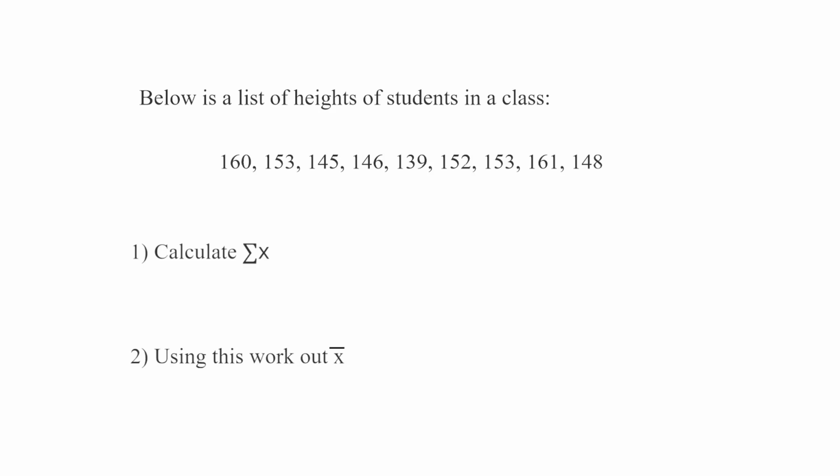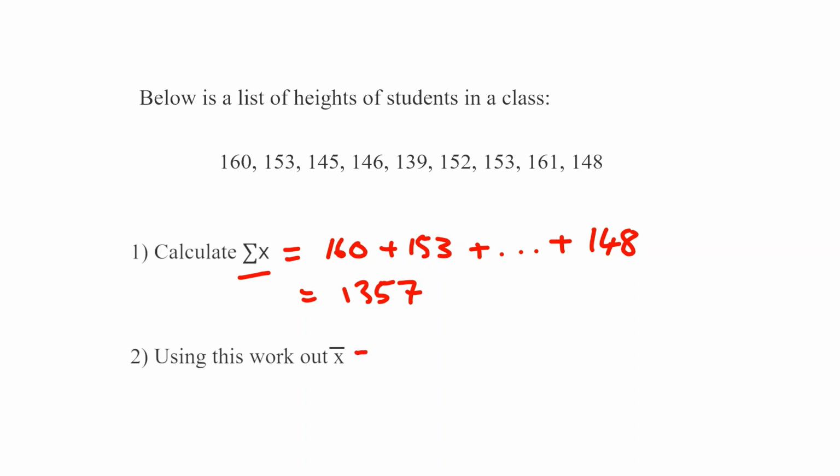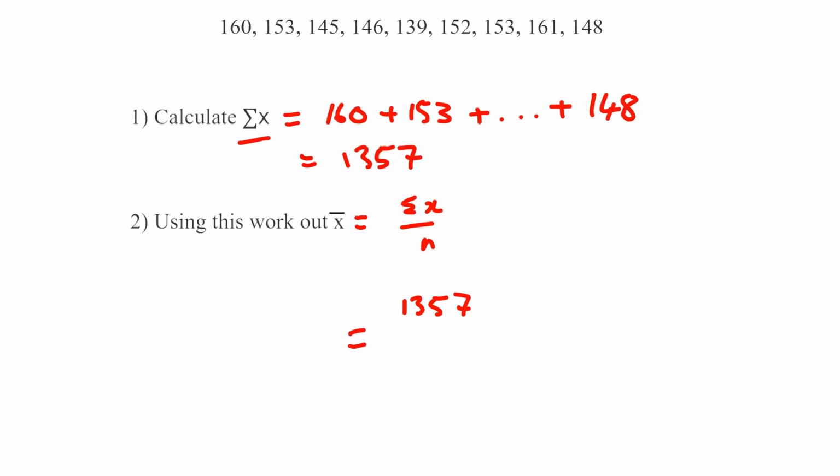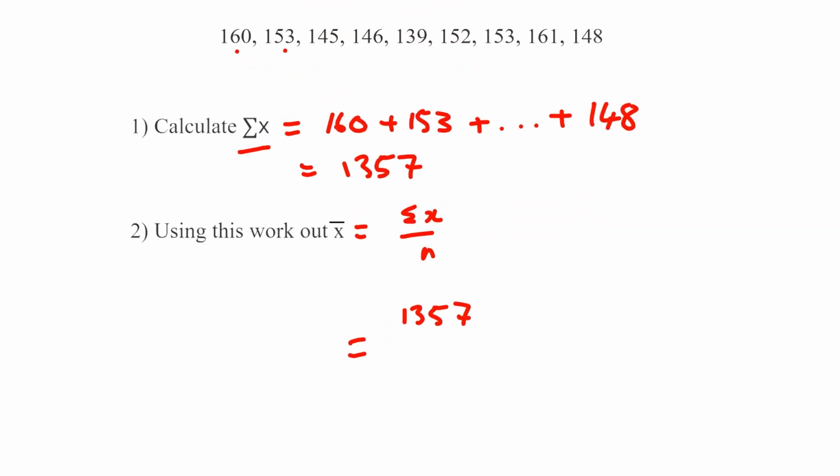So you could be asked to do a question like this, where we're asked to work out the sum of x. So this means we are adding up all our values above and getting a value. So if we add all those values up, we're going to get 1357. Now for x bar, it's going to be the sum of x divided by how many there is. So we're going to get that 1357 divided by how many bits of data there are. So your n is 1, 2, 3, 4, 5, 6, 7, 8, 9.